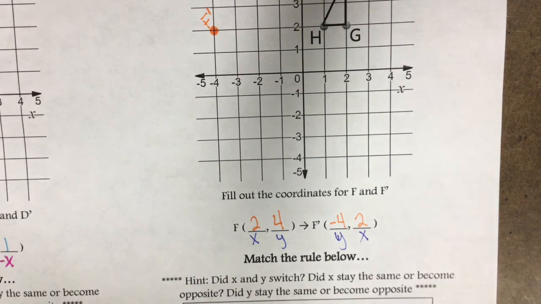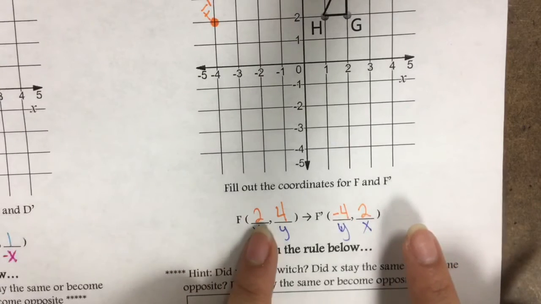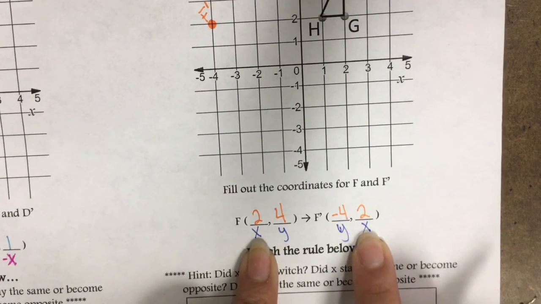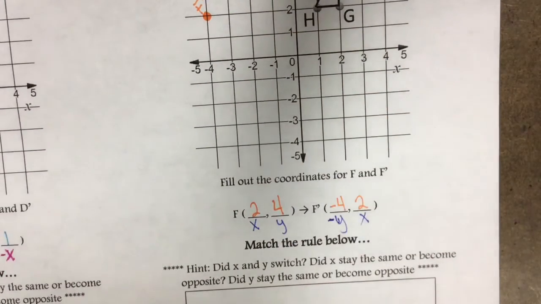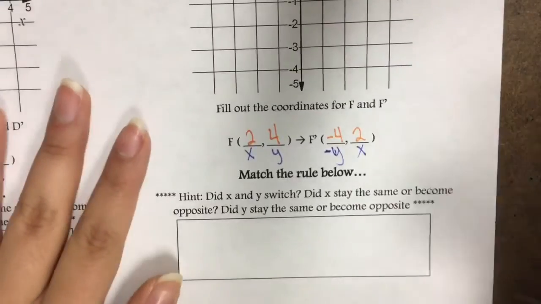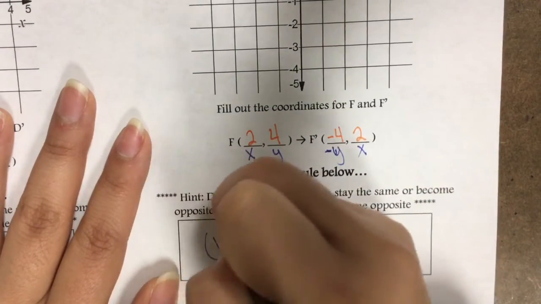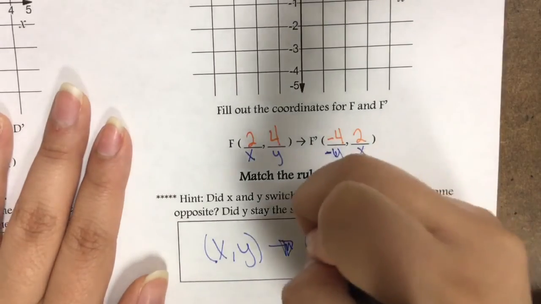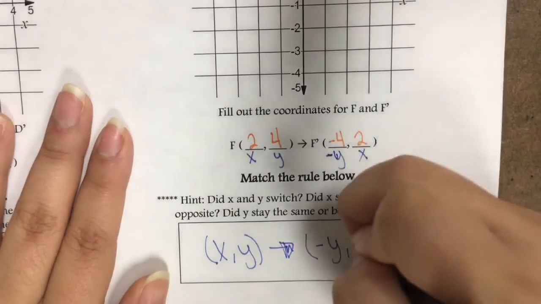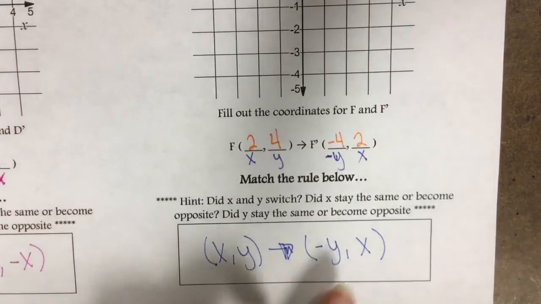And then we're going to see if one of them became opposite. So the X was 2, it's still 2, so the X stayed the same. The Y was 4, and now it's -4. So the Y became opposite. We're going to put a negative in front of it. So let's go ahead and write our rule. X comma Y changes to, and then our change was, now the opposite of Y is in the front, and the same X is in the back.